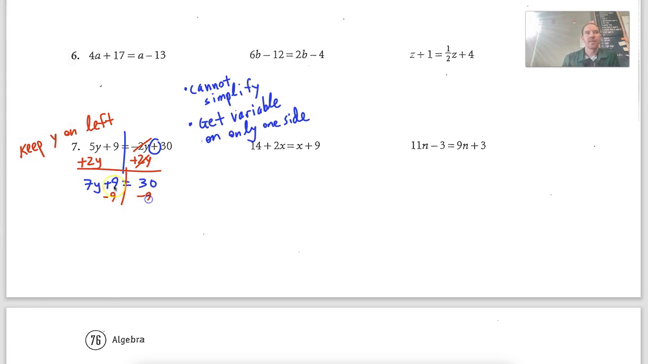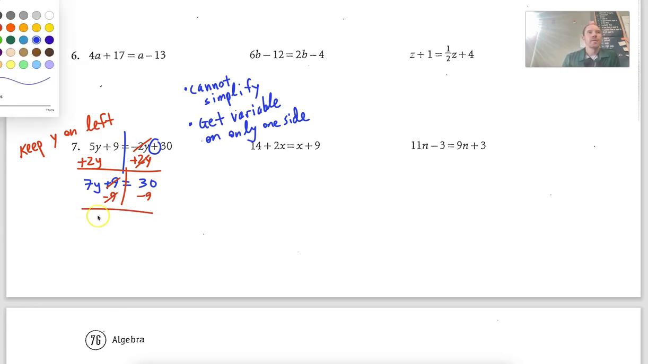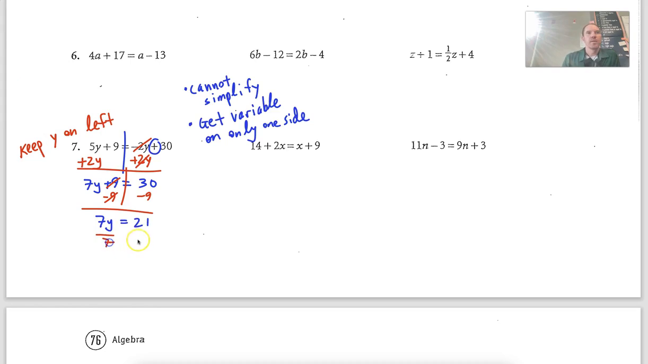Subtract the 9 to cancel that. And you'd get 7y equals 21, divide by 7, and you get y equals 3. Oops, because that cancels, y equals 3.